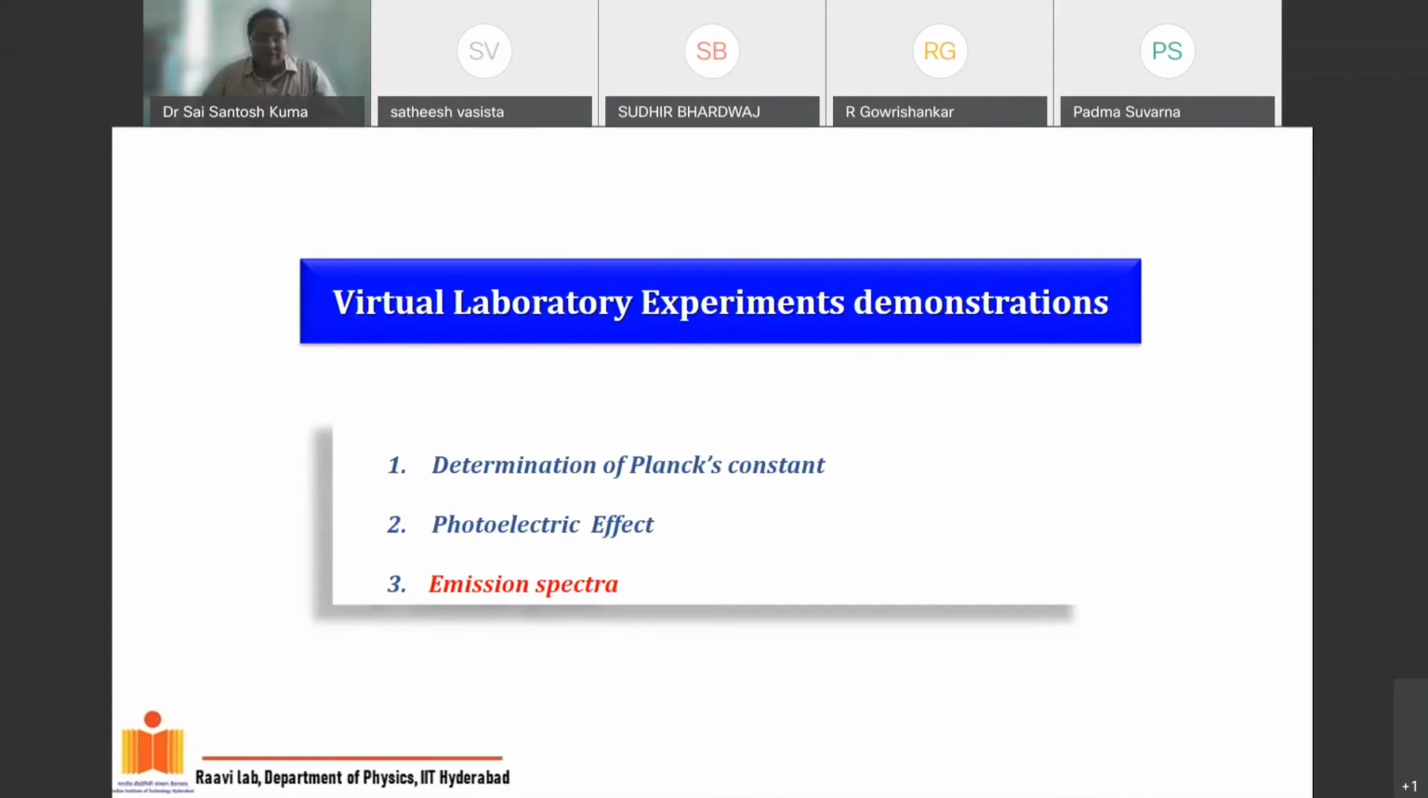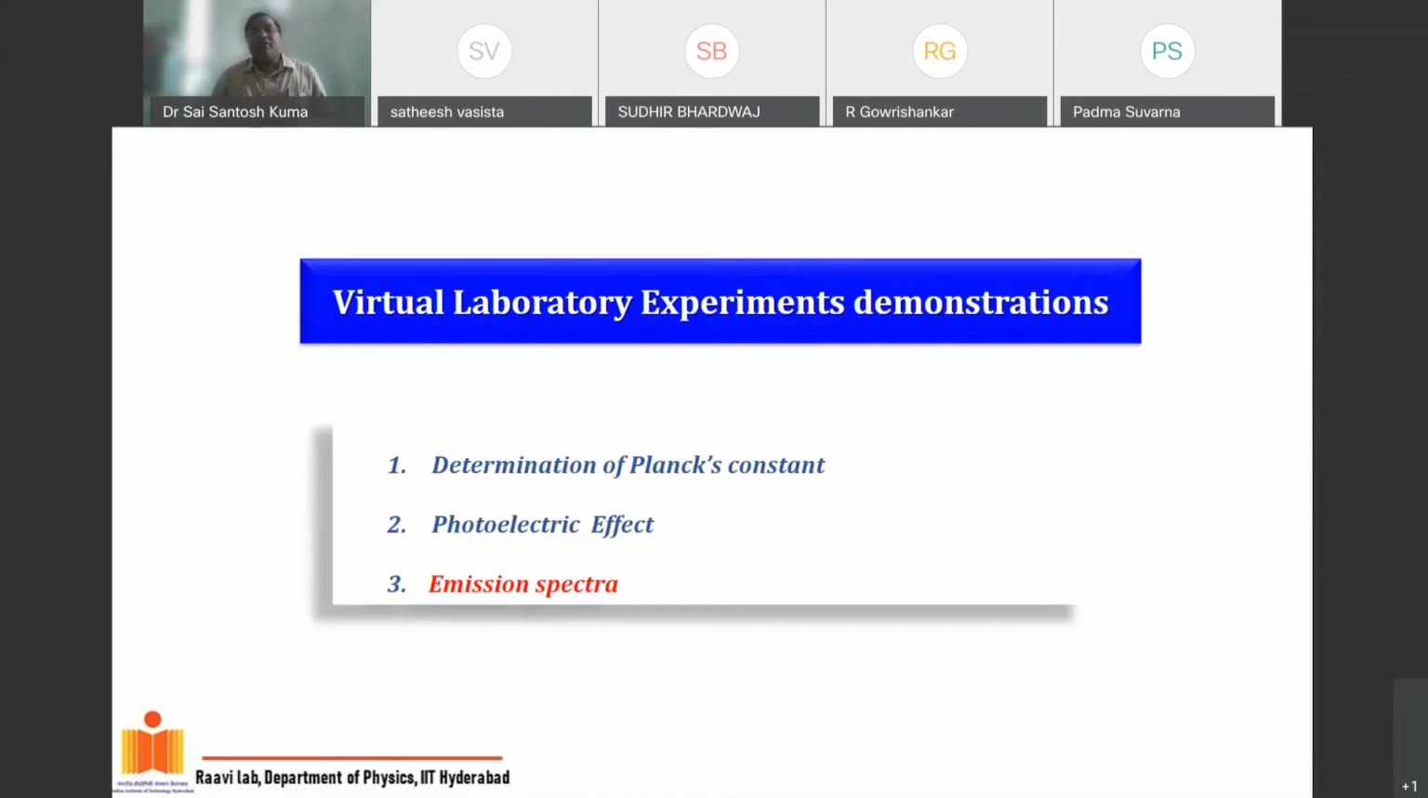Right? So we started with Planck's constant, which is a very easy experiment and also a very important concept to begin with, the entire concept of the story of modern physics. Then we discussed the concept of the photoelectric effect, and then I showed you the experiment. The next comes the emission spectra.